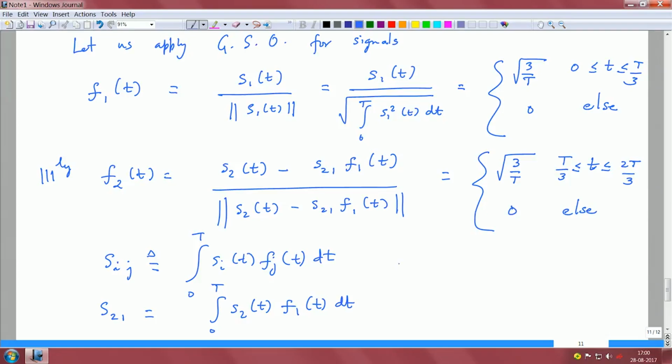and you do the math for F3 the same way. Take S3, compute the inner product of S3 with F2, then S3 with F1, remove those components out and just normalize the signal. It is just a routine trick that you will have to do. So this is basically, if you can guess, it is root 3 by T, 2T by 3. Zero else.